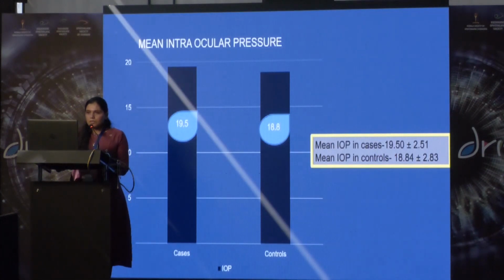The mean intraocular pressure in cases was 19.5 mm of mercury with a standard deviation of 2.51, and in controls was 18.84 with a standard deviation of 2.83.